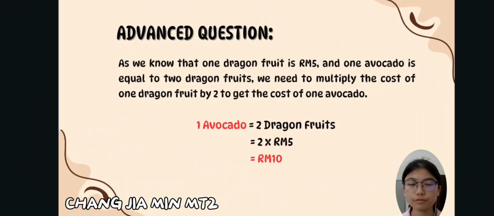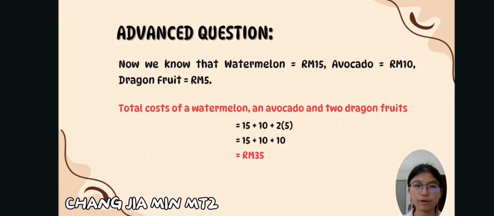Next, if you want to find the cost of an avocado, we need to multiply 5 ringgit by 2 because 1 avocado is equal to 2 dragon fruits. So we can get that 1 avocado is equal to 10 ringgit. So now we know that 1 watermelon is equal to 15 ringgit, 1 avocado is equal to 10 ringgit, and 1 dragon fruit is equal to 5 ringgit.